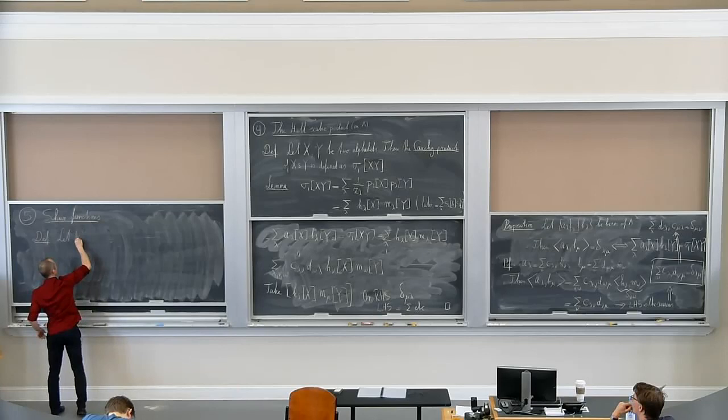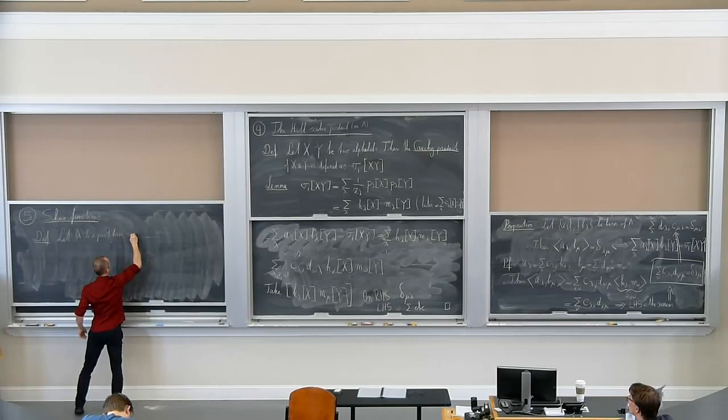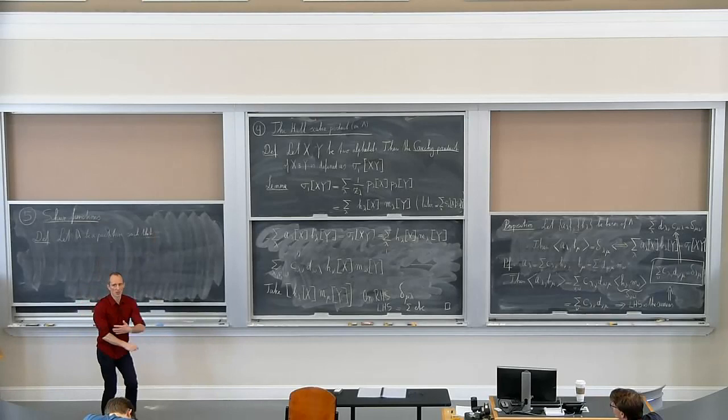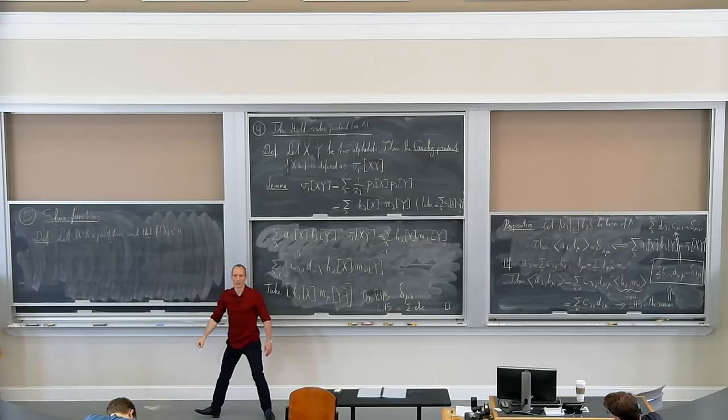I start with a partition of length, so I'm first going to define the Schur function on n variables, and then later we're going to extend this to the Schur functions on infinitely many variables. But because I start with n variables, I need to put a restriction on the length of my partition in what I'm going to say here.